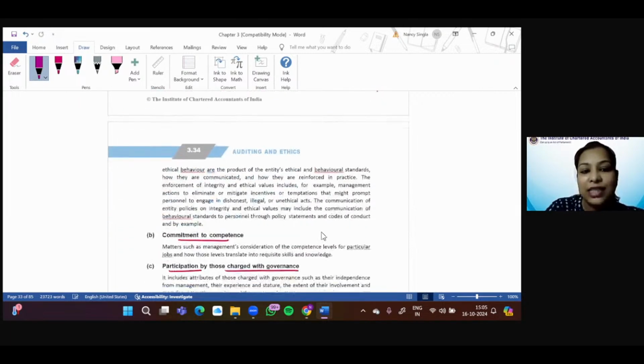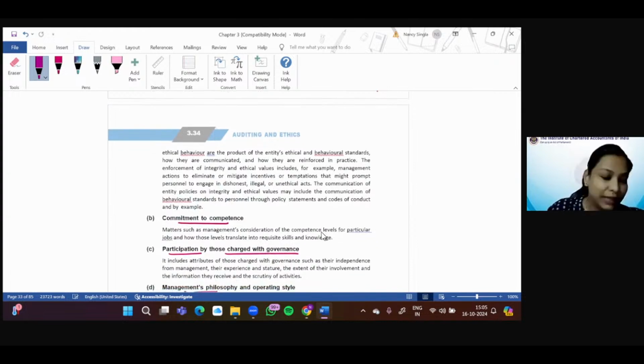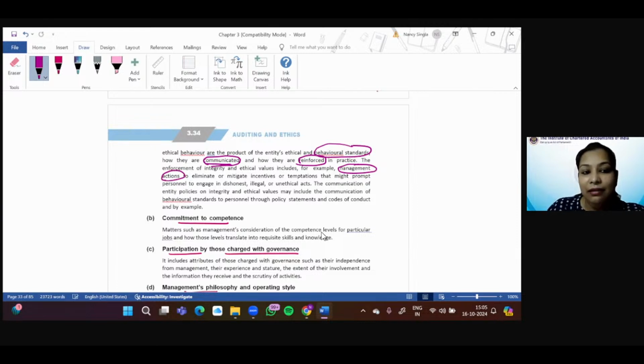So how will the same be communicated? There will be certain behavioral standards that are expected, and the same will be communicated and reinforced. Reinforced means the people are told to follow them, right? How? By management actions. Then there can be communication to personnel through policy statements and code of conduct.